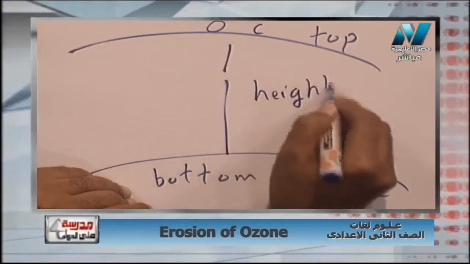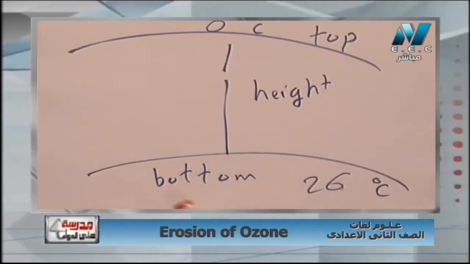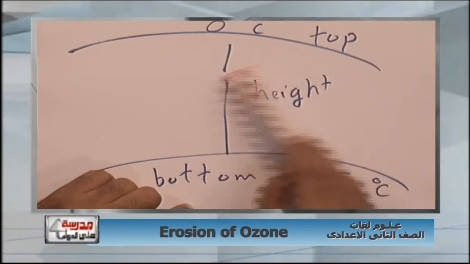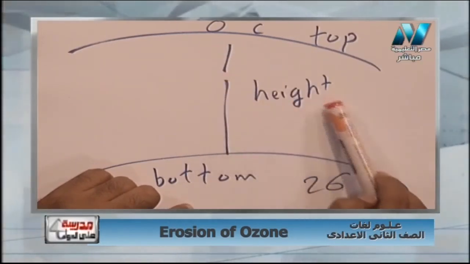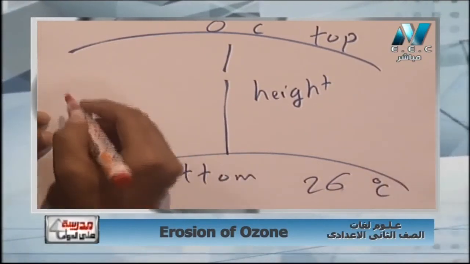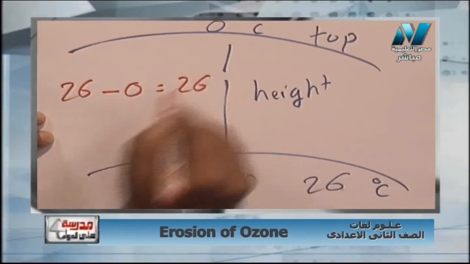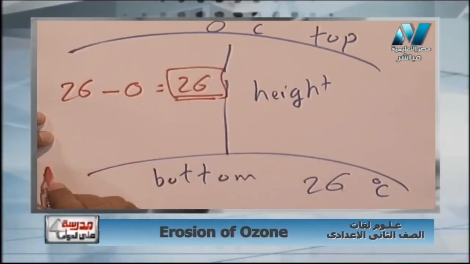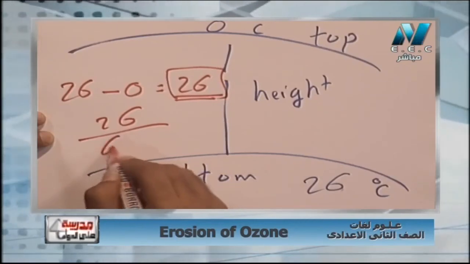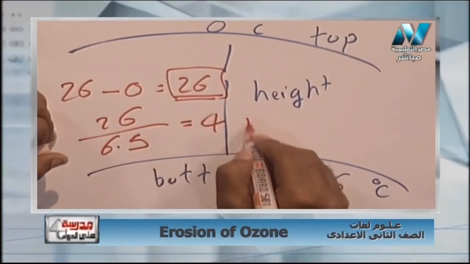How can I get height? No height here. He said that if temperature at the bottom is 26 degrees and at the top is 0, find out what's the height of this mountain. So first I have to say temperature at the bottom minus temperature at the top, it will be 26. This is the value of decreasing. And I have to say value of decreasing divided by what? Divided by 6.5, so it will be 4 kilometers.